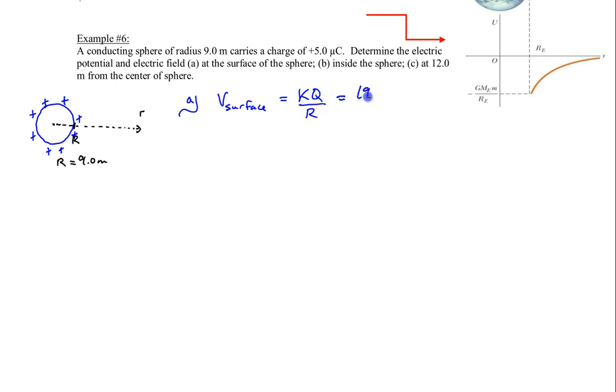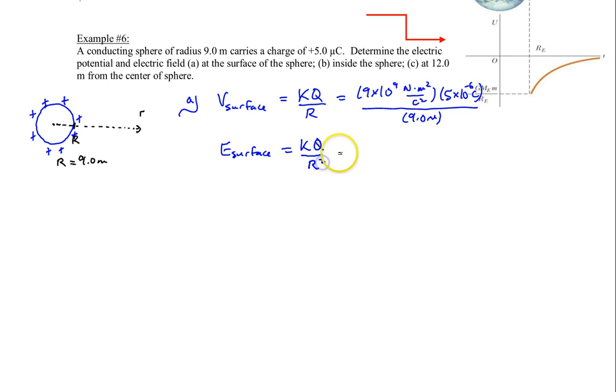So that would be 9 to the power 9 Newton meter squared per Coulomb squared. Q is 5 to the power negative 6 coulombs all over the radius of the sphere, which is 9 meters. And the electric field at the surface would be calculated in a similar way, except you would have KQ all over R squared, and that would be 9 to the power 9 Newton meter squared per Coulomb squared, multiplied by 5 to the power negative 6 coulombs, but now over 9 meters squared.